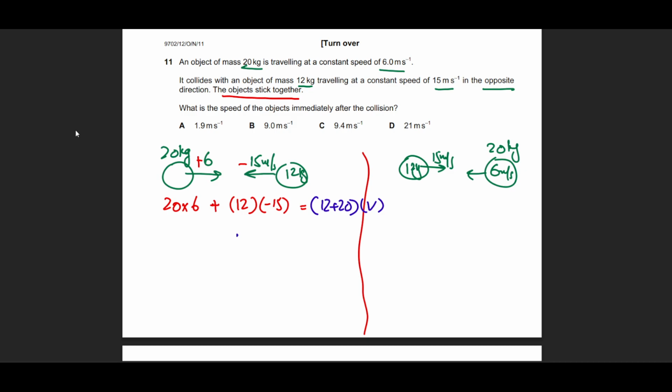Okay. So simply after performing algebra, you should land on this answer, which is going to be 1.875 meters per second. But since the answers in A levels are going to be up to two significant figures, this will be 1.9. So option A will be your answer.